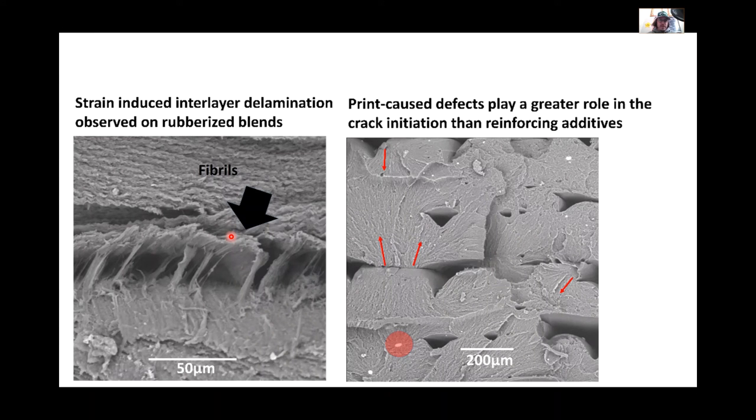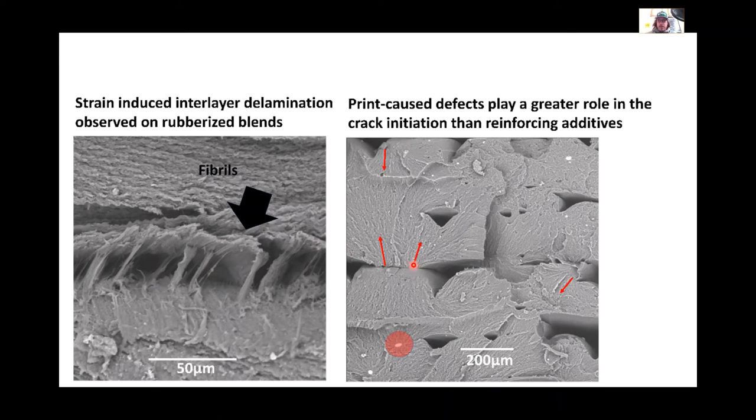Here's kind of another example. So we're comparing a ductile and a brittle. These are both 3D printed structures. This is one layer and another layer. And the layers actually stuck together pretty well. So we have kind of this strain-induced delamination. And so we're seeing these fibrils holding them together. So that's actually kind of cool.